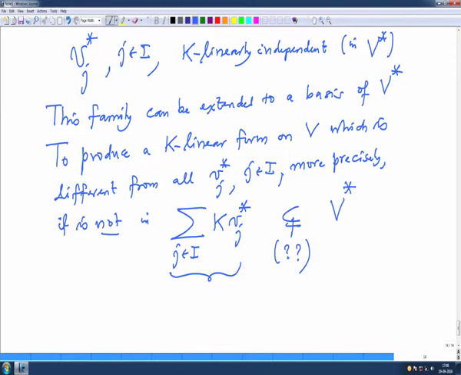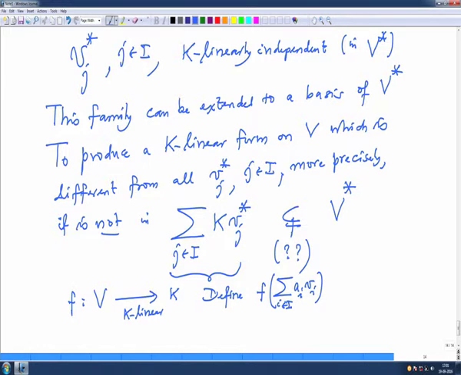Okay, so our problem is simple. We want to produce a linear form F from V to K, a K-linear form, which is not in the span here. To define F, I just have to give its values on an arbitrary element. So I have to define F of the summation of a_i v_i, where this tuple a_i belongs to K power round bracket I, so that this makes sense.